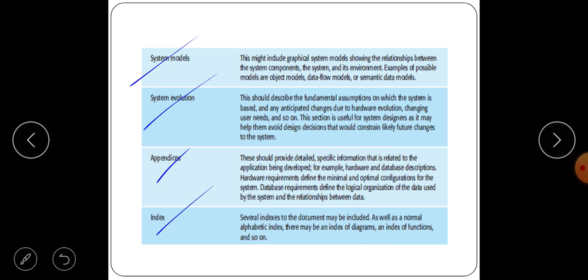Next, this question can be asked in another way: explain the IEEE standard structure of the requirement document, or explain the IEEE standard for the requirement document. These are the two ways you can be asked the question. First, explain the structure of the requirement document, or second, explain the IEEE standard for the requirement document.